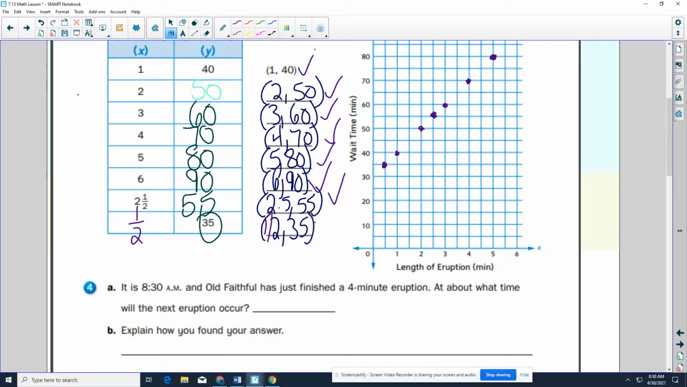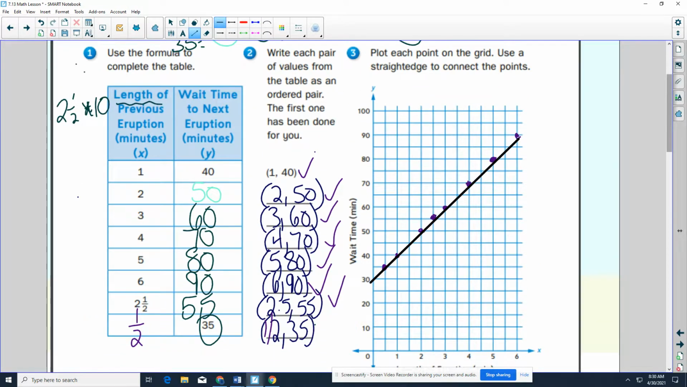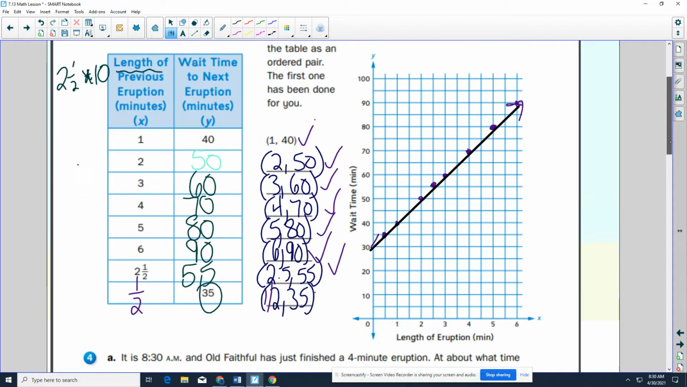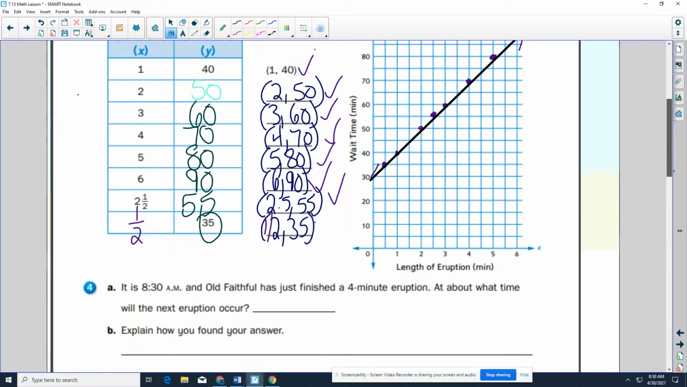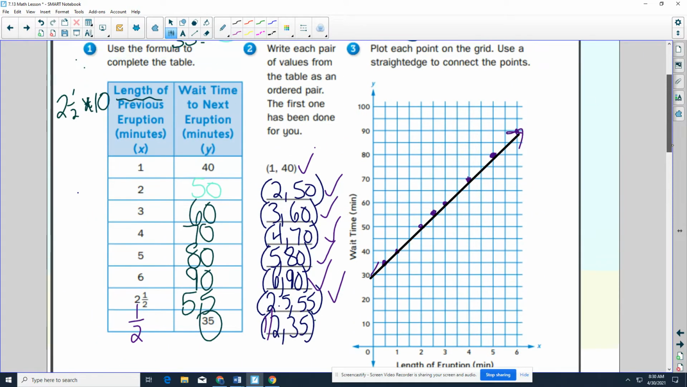Okay, and then you want to use a straight edge, and you want to make sure you connect your points. And remember, you would want to use arrows, because it could definitely go past, we could measure way past the length of eruption. 6 minutes could go even longer, possibly. So we would put our arrow there.